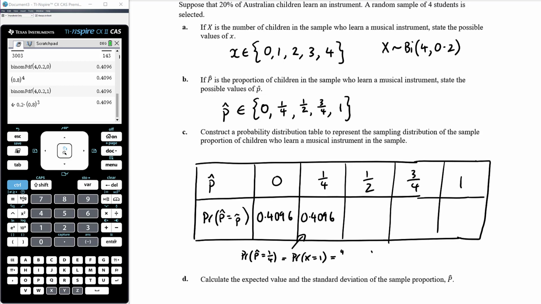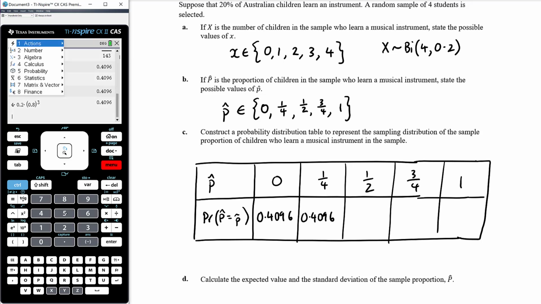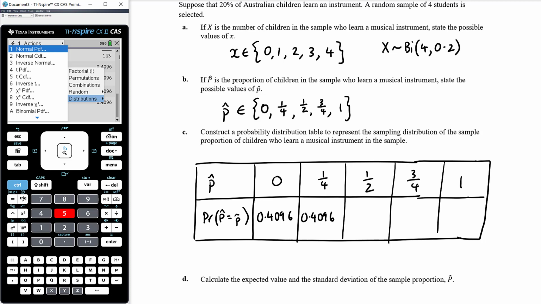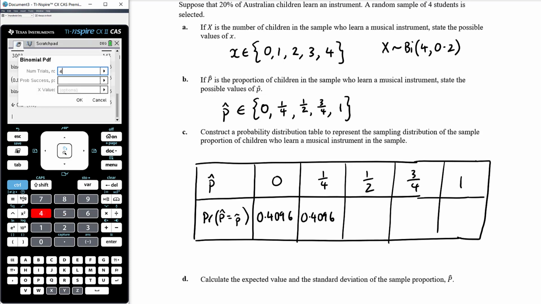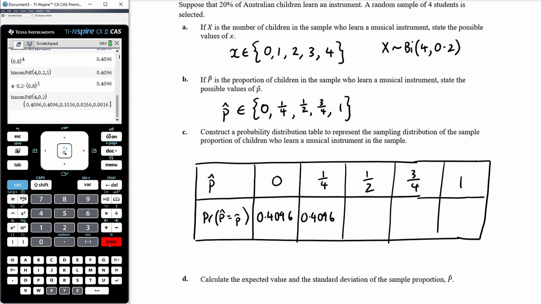Okay, so either way. Now remember, when we're doing our binomial distribution, if we do menu 5, 5, binomial Pdf, A, put in n and p, and leave the x value blank where it says optional, we'll get the full set of probabilities. So this is 0.1536, this is 0.0256, and this is 0.0016.